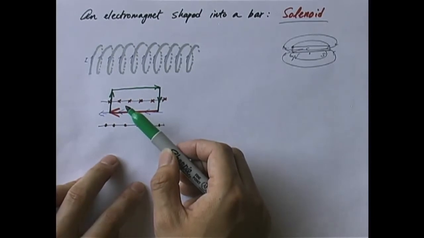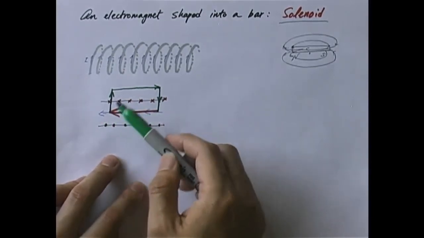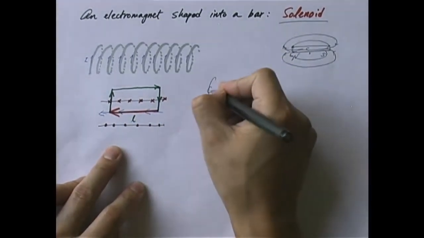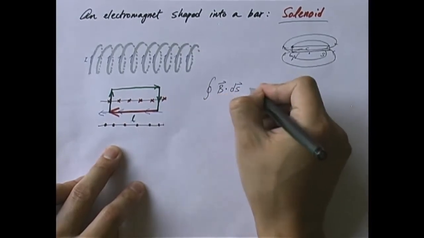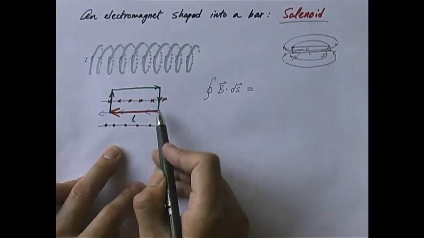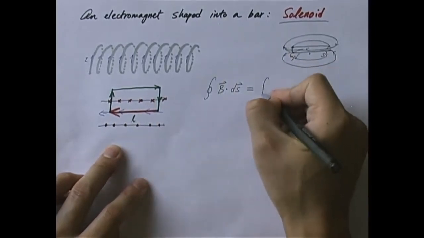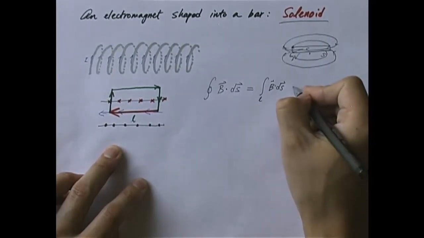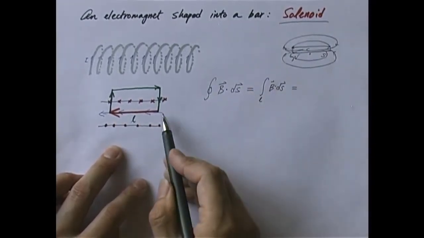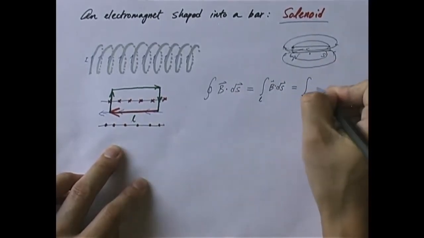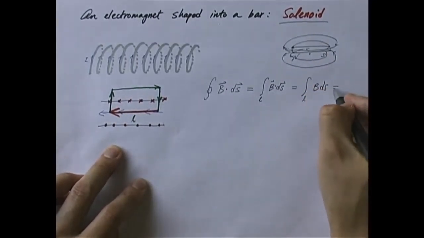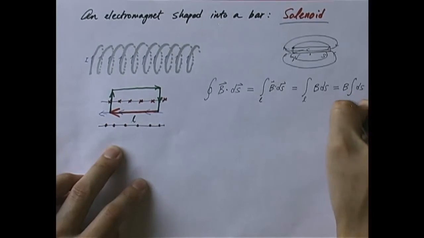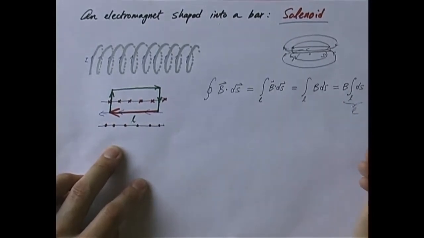The only contribution to the loop integral comes from the red segment. Let's say the length of the red segment is L. Okay, let us integrate B dot ds. What is that equal to for this contour? You only have to consider the red segment. For the red segment, you have B dot ds over the length L, from here to there. And B and ds have the same direction, so this is just B ds. And B has the same magnitude, so I'm going to take that B out. It's all the same as we did before. ds, that is just L, isn't it? Okay, so this is BL.